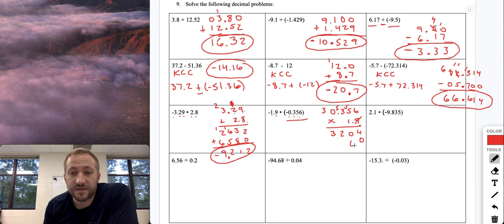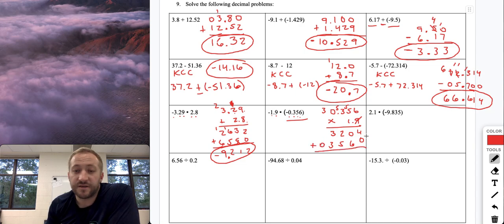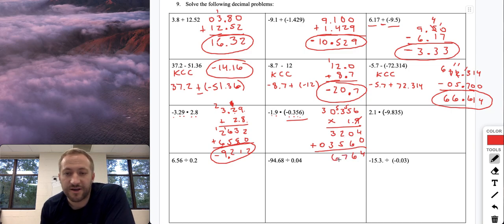1 times 6 is 6. 1 times 5 is 5. 1 times 3 is 3. 1 times 0 is 0. I'll add these up. 4 plus 0 is 4. 0 plus 6 is 6. 2 plus 5 is 7. 3 and 3 gives me 6. Great. Now, let me see where my decimal goes in my answer.